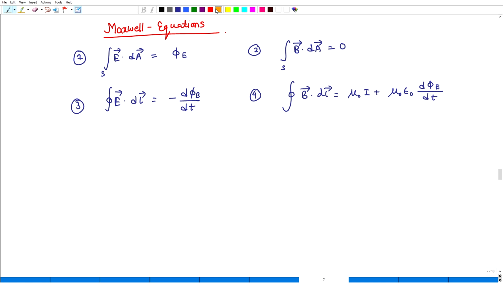Okay, let me write the names as well. These two are the Gauss law, this one for the electric field and this one for the magnetic field. This is the Faraday's law, and this one is Ampere's Maxwell law.